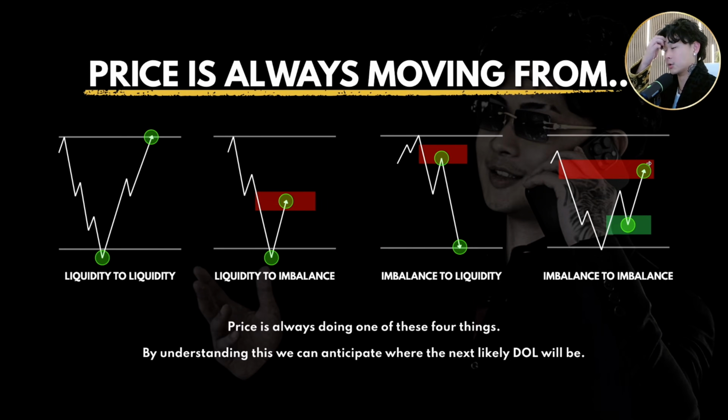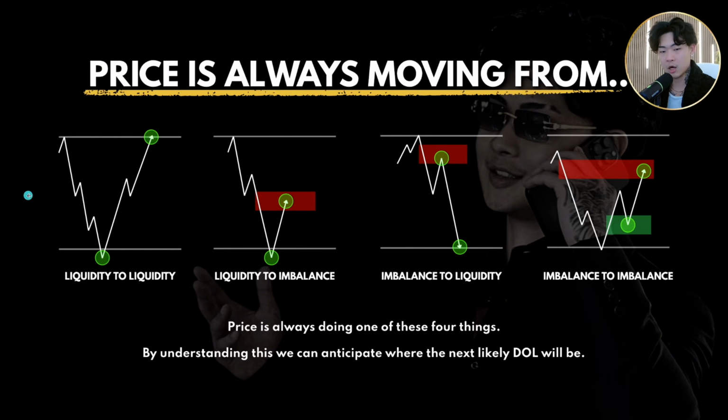Now, the first thing we have to understand is that price is always doing one of these four things. Price is always moving from liquidity to liquidity, liquidity to imbalance, imbalance to liquidity, or imbalance to imbalance. We saw a couple examples of this in our previous price action lesson around order blocks and fair value gaps. So we know by now that price likes to leave PD arrays, inefficiencies, imbalances. What are those? Fair value gaps, order blocks, liquidity voids, all of these things. So we understand what imbalances are as of now.